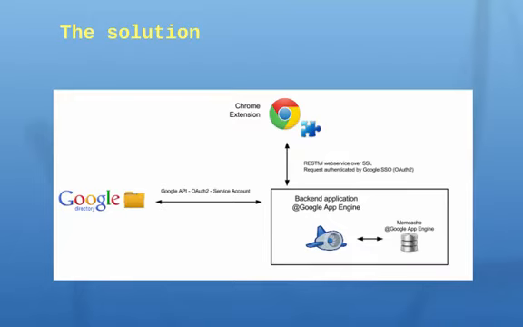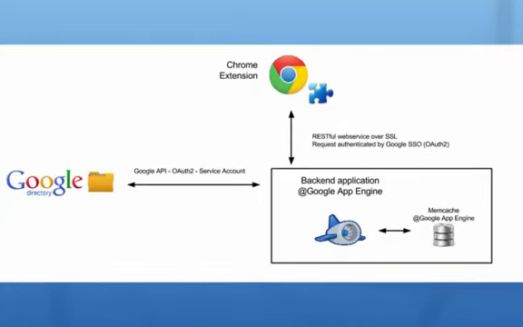So the solution is a Chrome extension that's hosted on Google App Engine, and it uses OAuth 2 as the authorization mechanism. The user has to take a one-time step to authorize this extension to give them access to Gmail. And once that has been done, they're ready to go.